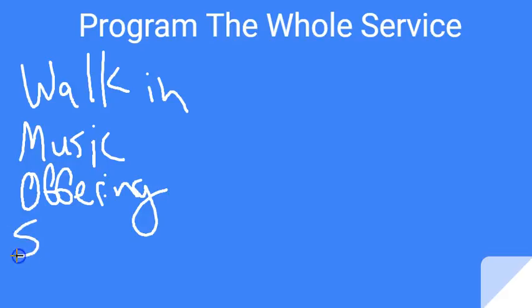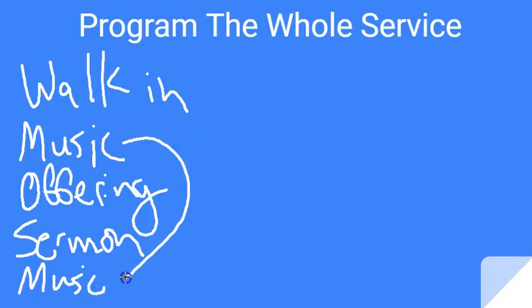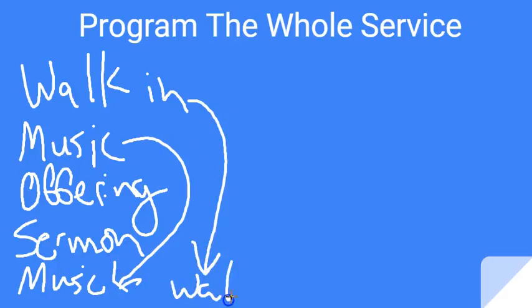Then we've got the sermon. And then we've got the same cue again for the music. And I've run out of space, but then we get the same cue for walk out. So now that you've watched my messy handwriting, let's talk about this. Basically, you've got 1, 2, 3, 4 different cues that make up your service.